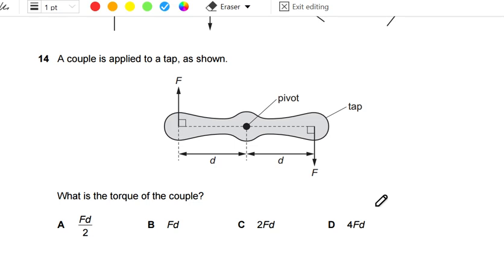Couple is magnitude of one of the forces times the distance, perpendicular distance between the two forces, which is 2D.